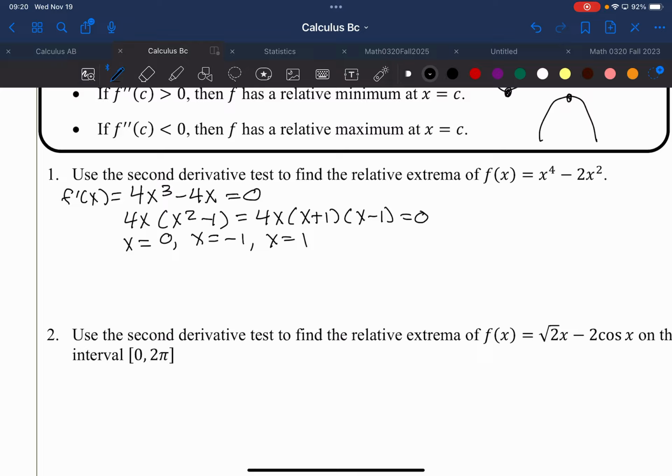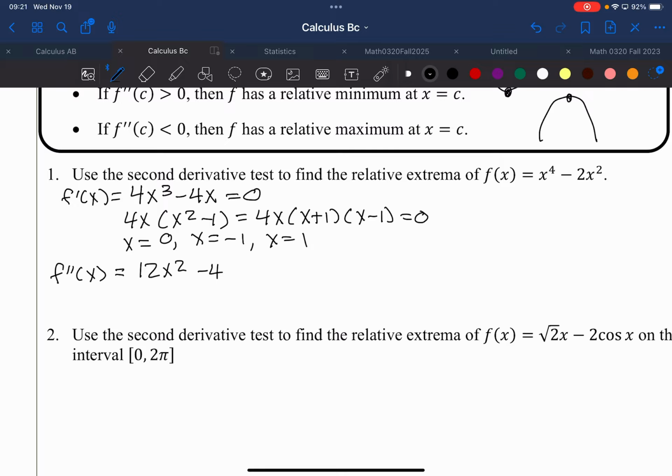Okay, now I'm going to find the second derivative. What would the second derivative be? 12x squared minus 4. Okay. And then what I'm going to do, I'm going to take all of those potential critical points from the first derivative test, and I'm going to plug them into the second derivative. Okay, and then depending on what number they give me is going to tell me if I have a relative max or a relative min.